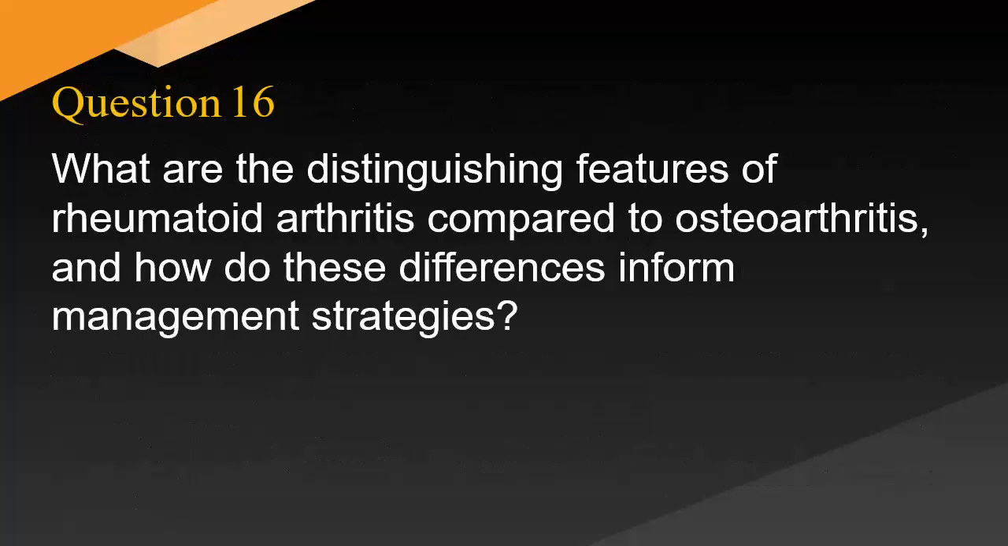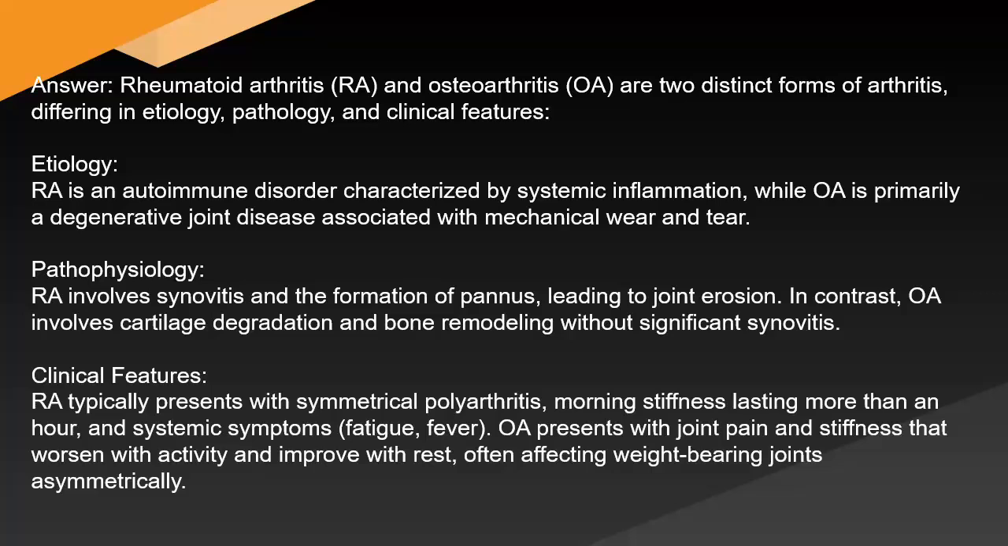What are the distinguishing features of rheumatoid arthritis compared to osteoarthritis, and how do these differences inform management strategies? Answer: rheumatoid arthritis (RA) and osteoarthritis (OA) are two distinct forms of arthritis differing in etiology, pathology, and clinical features. Etiology: RA is an autoimmune disorder characterized by systemic inflammation, while OA is primarily a degenerative joint disease associated with mechanical wear and tear. Pathophysiology: RA involves synovitis and the formation of pannus, leading to joint erosion. In contrast, OA involves cartilage degradation and bone remodeling without significant synovitis.